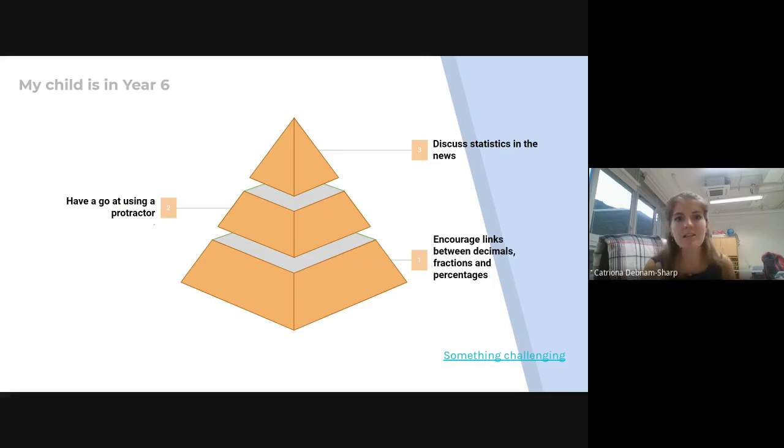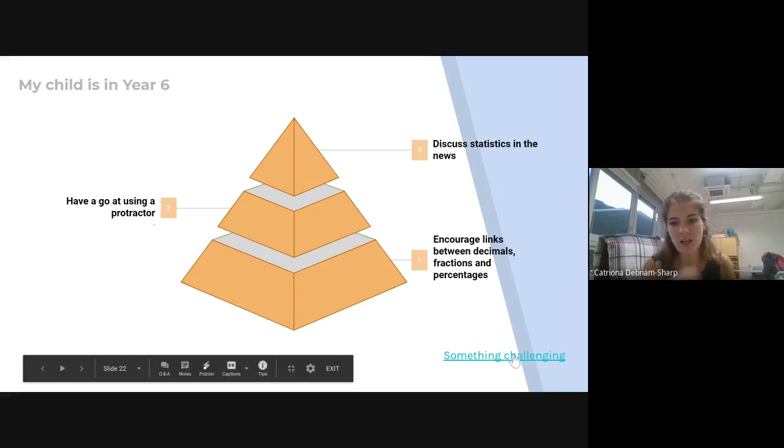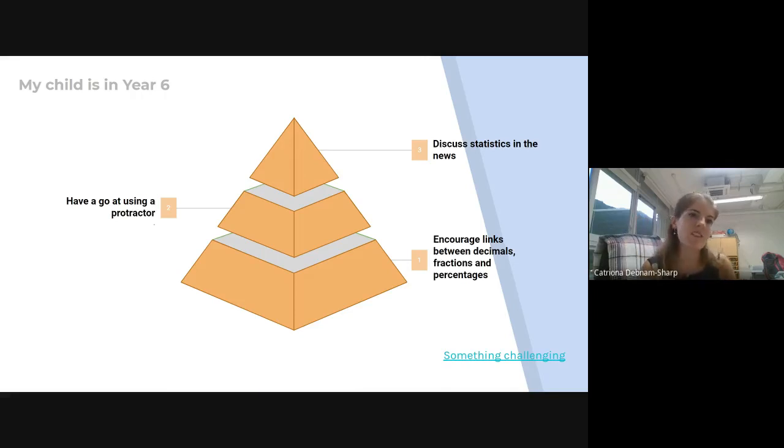Now, the last thing is if your child is working at a very high level within year 6, I've just added a link here for something challenging, and that takes you to the Primary Maths Challenge website. There are some resources there if you're wanting to really challenge your child. It's just an option if you would like. As I said, this will be on the hub, and you can click on this. It will be a PDF, and the links will be clickable, and you'll be able to go on those and then explore yourself and discuss with your child if you wish.